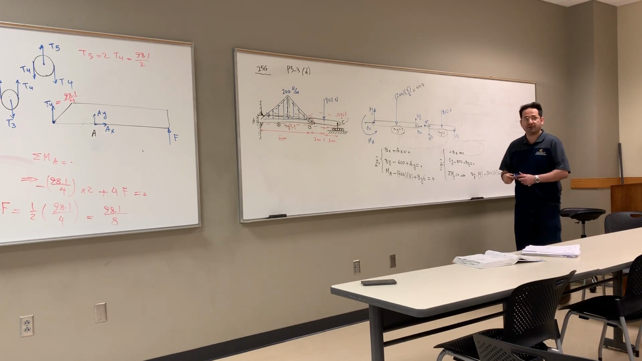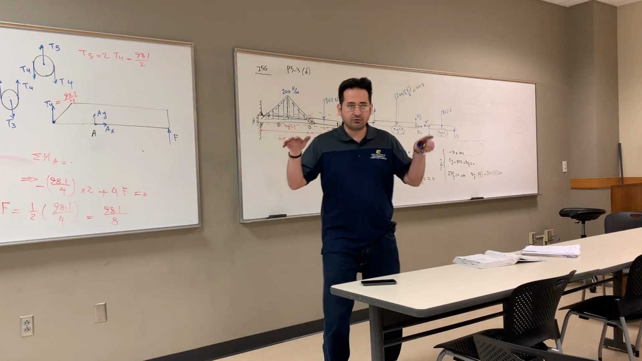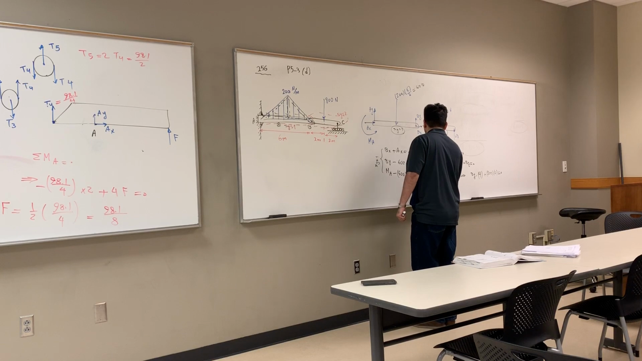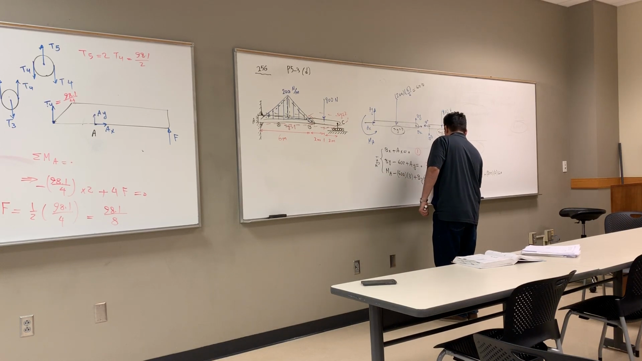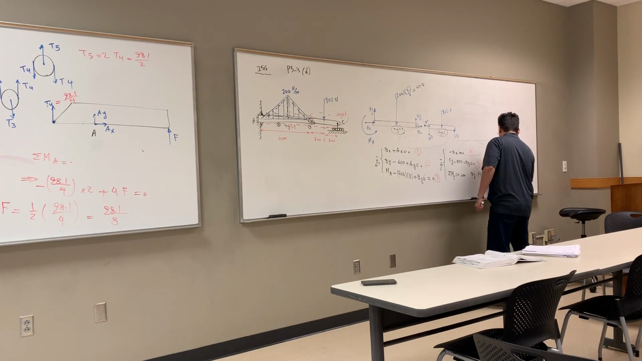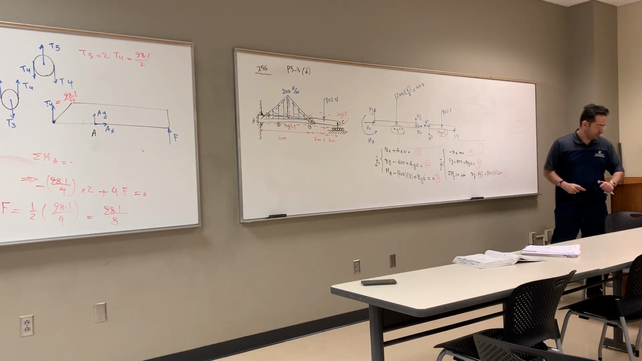So let me label them. Now we go to the solve step. We wrote all the equations, now solve. So let's put some tables on it: 2, 3, 4, 5, 6. Which one should I start to solve first?